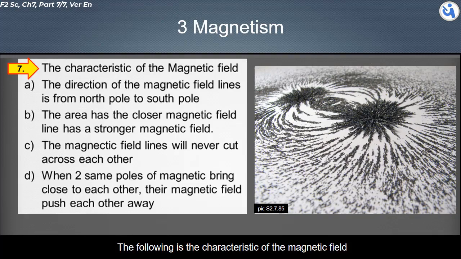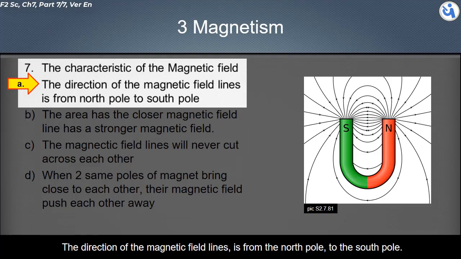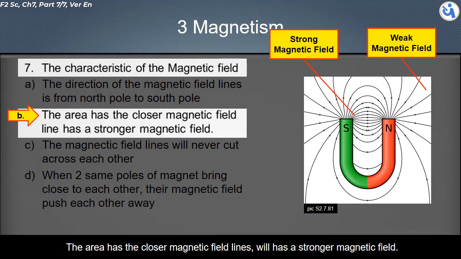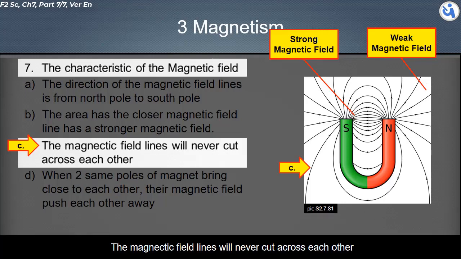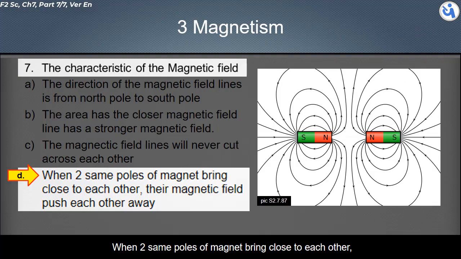The following are the characteristics of the magnetic field. The direction of the magnetic field lines is from the North Pole to the South Pole. The area that has closer magnetic field lines has a stronger magnetic field. The magnetic field lines will never cut across each other. When two same poles of magnets are brought close to each other, their magnetic fields push each other away.